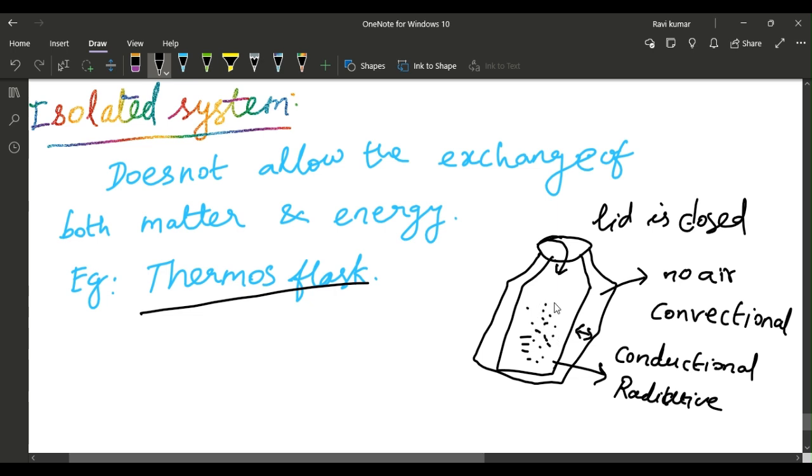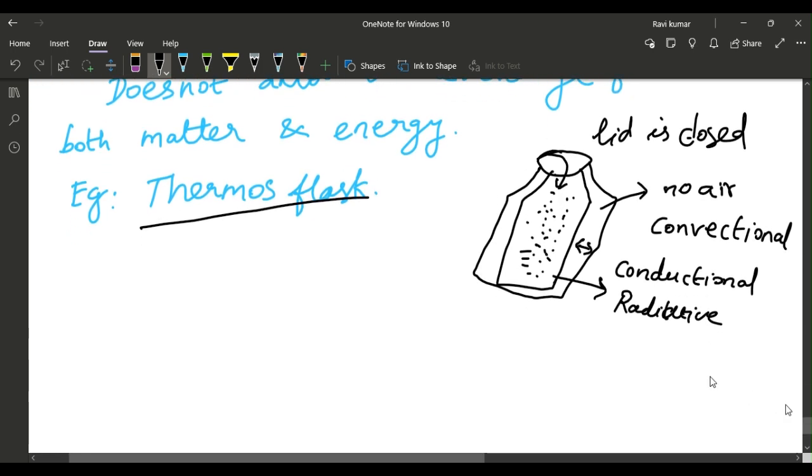The water remains hot because it is an isolated system from the surroundings. So this is how systems can be classified.